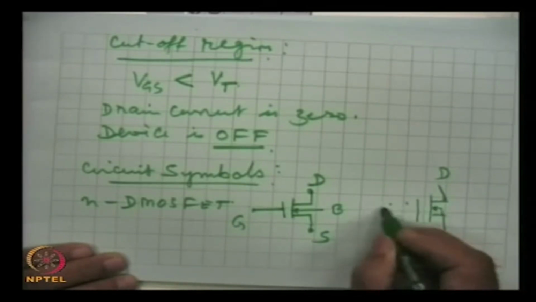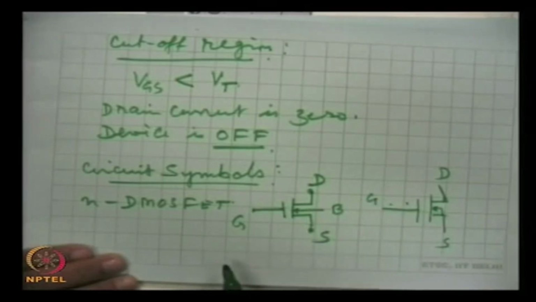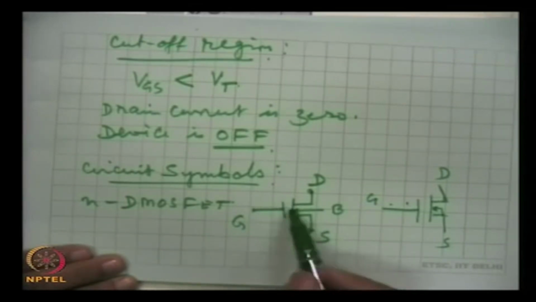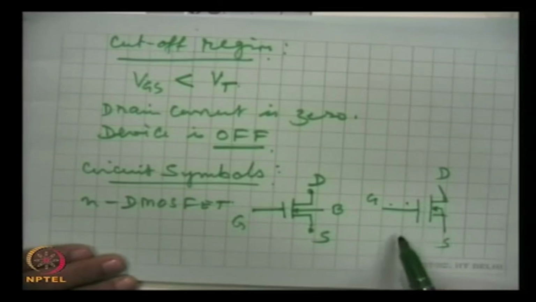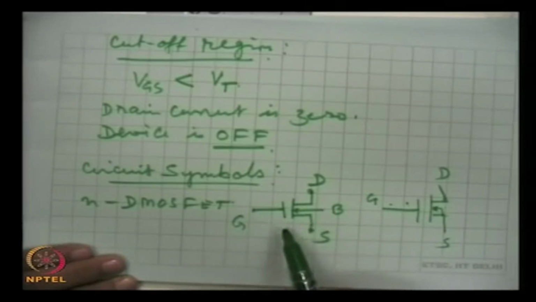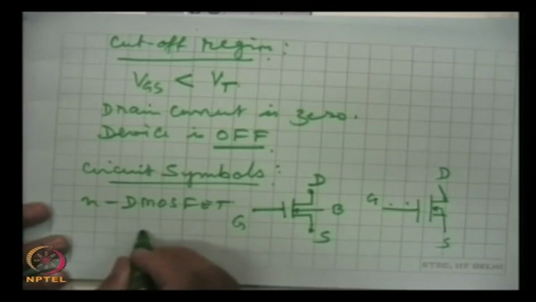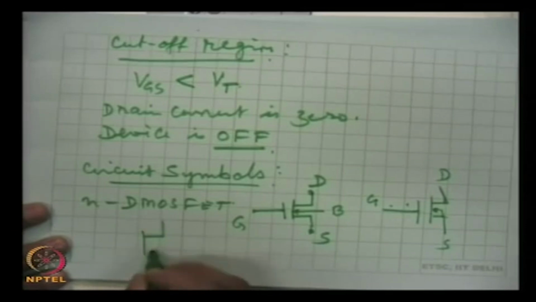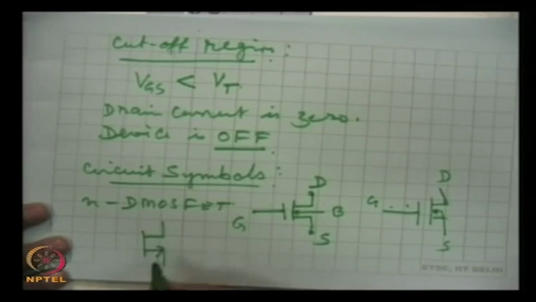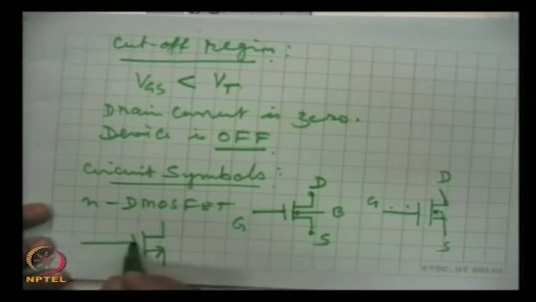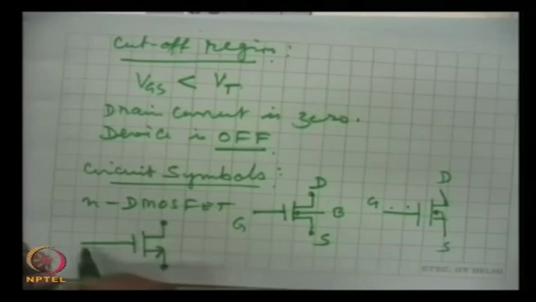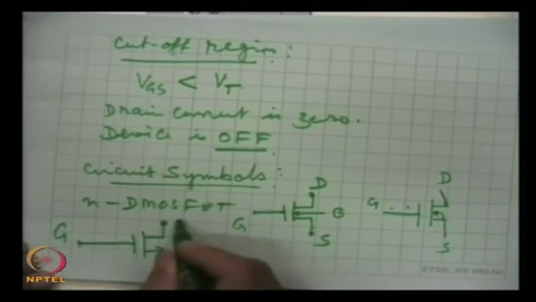Now, with the junction field effect transistor, note this gap. This gap does not exist in the symbol of junction field effect transistor. This gap is the presence of the insulating layer, SiO2 layer, that is depicted like this, and this symbol is further simplified. So, very frequently we will find this is the symbol most widely used. This is gate, source, drain.